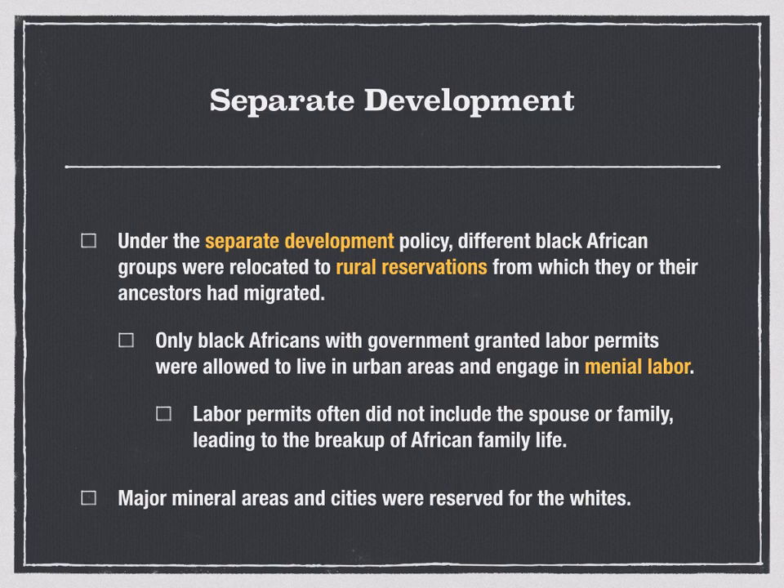Under apartheid, only black Africans with government labor permits were permitted to live in the urban areas. And even then, they engaged in the most menial labor, yard work, being a maid, things like that. Labor permits didn't include the spouse or the family. So the spouse and the family were left behind back on the rural reservation. And this led to the breakup of African family life. Major mineral areas and cities were the places reserved for the whites.